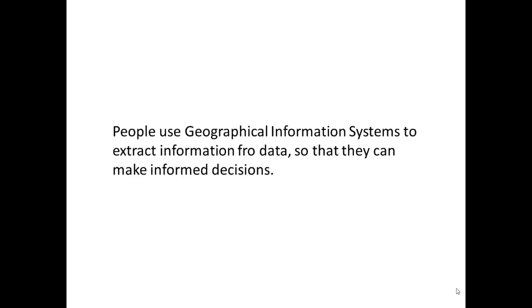So just start with a simple statement. People use geographical information systems to extract information from data so that they can make informed decisions. At this point, I shall tell you that my slides often have the odd typo in. I'm dyslexic officially, so that's my excuse. I can get away with it. But typo errors will sneak in there. Does anybody have an objection to that kind of definition?